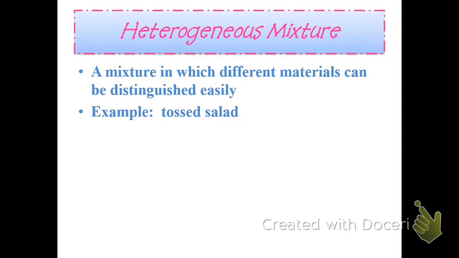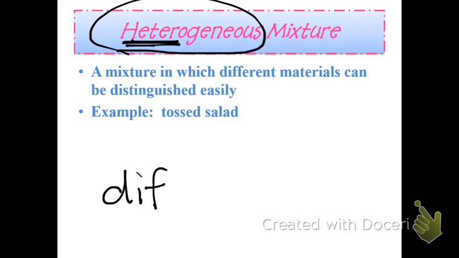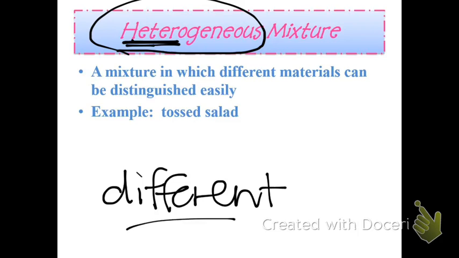Then you've got the other category. These are called heterogeneous. The term hetero itself means different. So if you have the term different, they can be distinguished easily. You can pick out the parts. Again, I like to use the example of a tossed salad. You can pick out the pieces of stuff that you don't like out of a salad because you can see those different pieces. Another example would be oil and water.